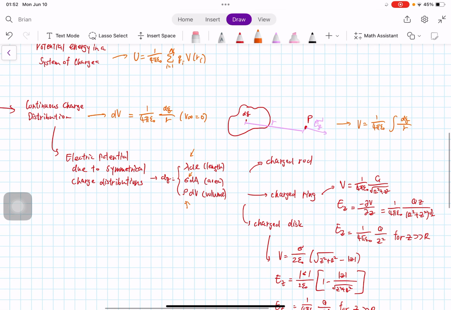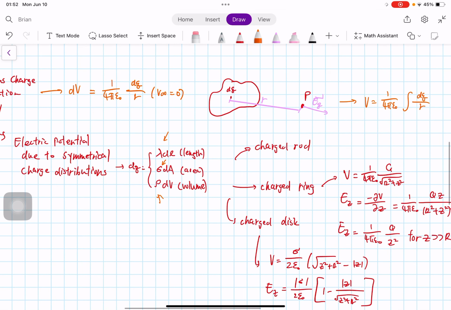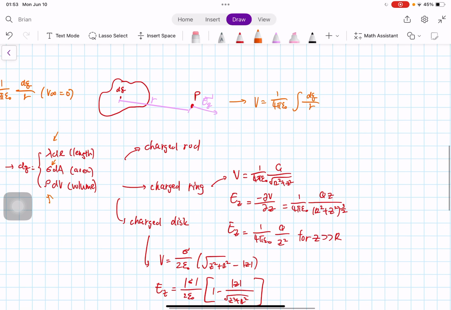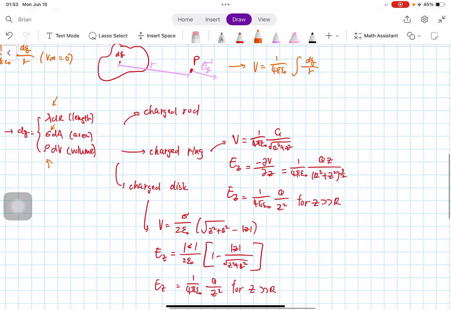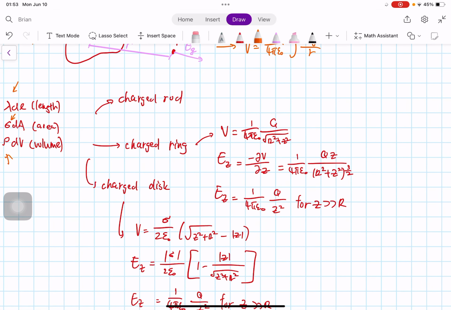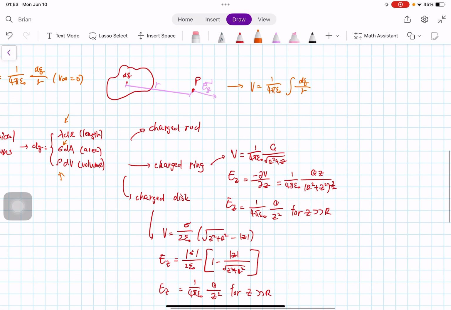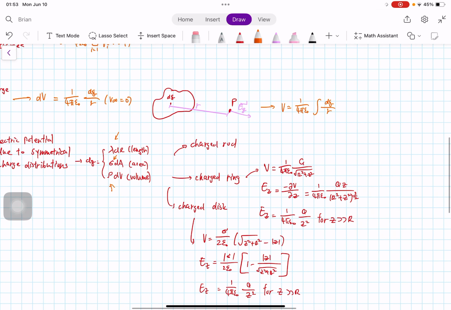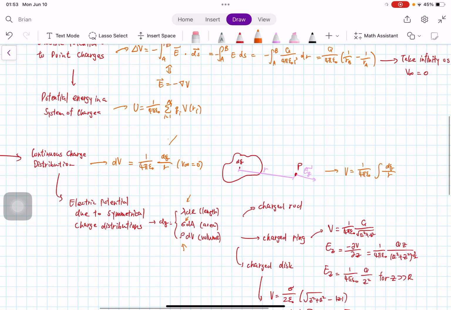So we have 3 interesting things to talk about when we're talking about symmetrical charge distribution: charge rod, charge rings, and charge disk. I'll include a video to talk about charge rod, but right now I'll talk about charge ring and charge disk. So for charge ring, we have to do a lot of mathematical calculation, basically doing the same thing as this one.